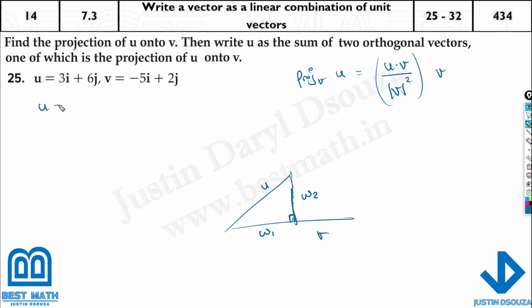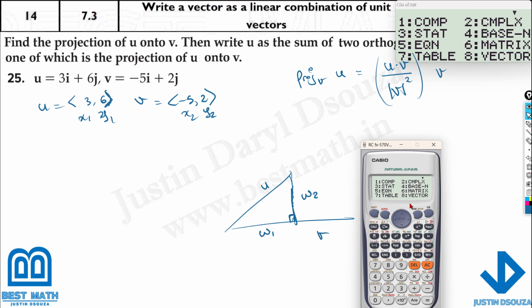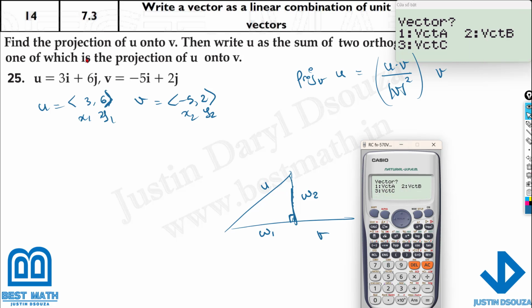What is u exactly? Here it is given as 3 and 6. J is the y coordinate, i is the x coordinate. What about the vector v? It is -5 and 2. So with so much, we can easily solve it. We can write it as x1, this as y1, x2, y2 if need be. Now in the calculator, all you need to do is mode vector, and solve it. First we need to click on mode and then option 8 gives you vector. We have to fill in first vector directly, that is option 1. Let's put in the vector A. It's 2 dimensions, so option 2, and now it's 3 and 6.